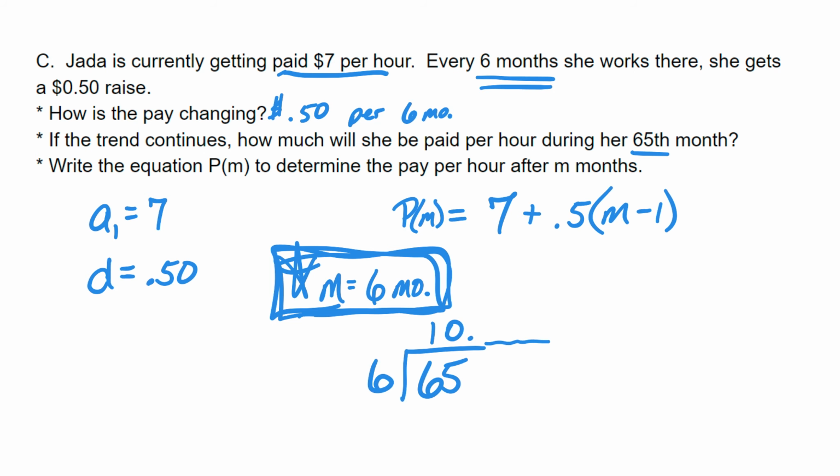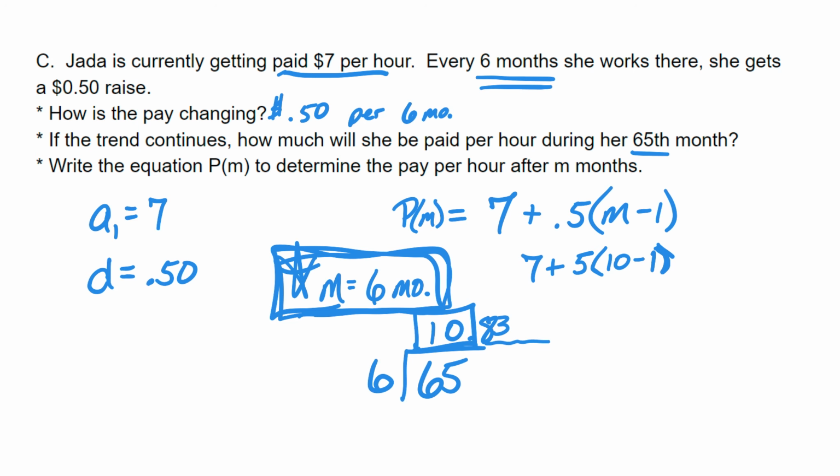We're doing 65 divided by 6. The number is actually 10.83. Well, that number rounds up. Yes, but that's not how she's getting paid. Every 6 months, so she's only had 10 6-month intervals. So that will be our plug-in value. She's had 10. But we have to minus 1 because they don't give her that pay for the first 6 months.